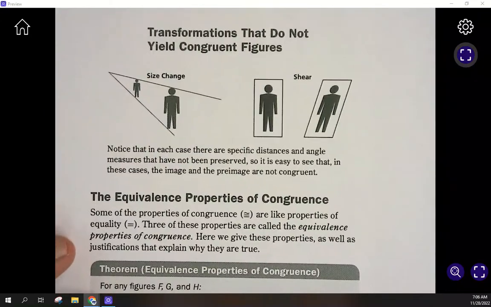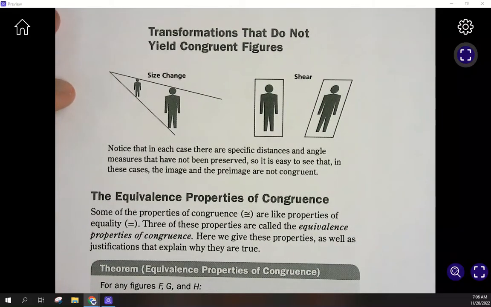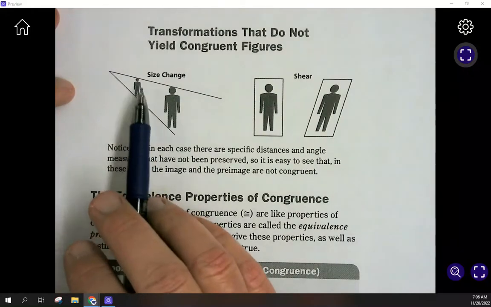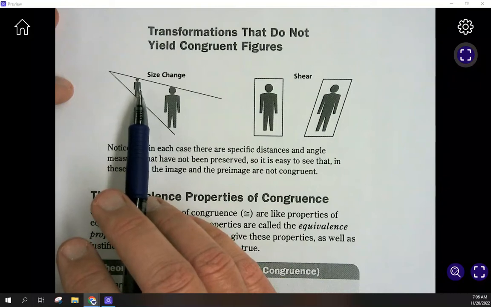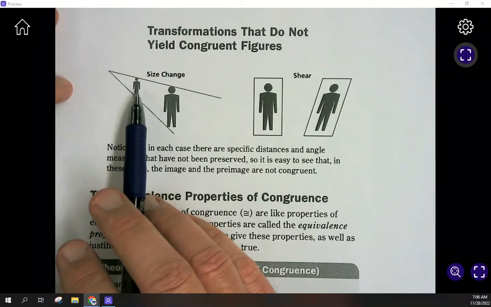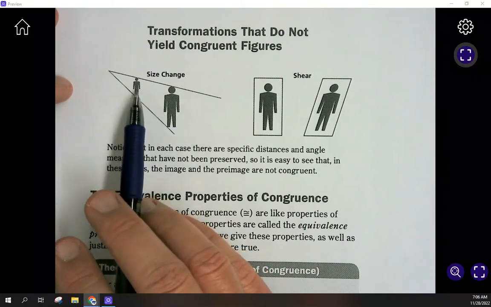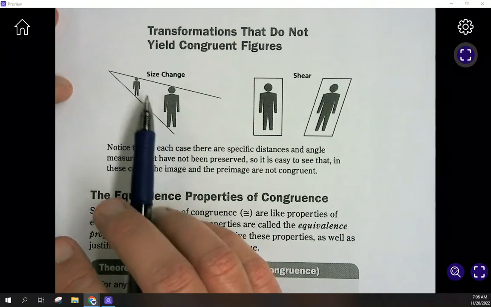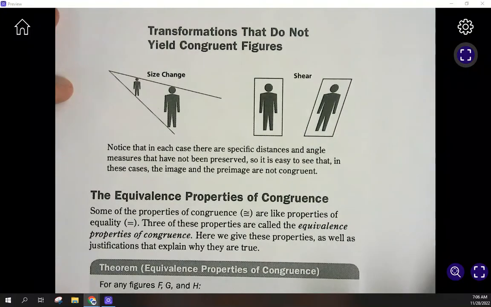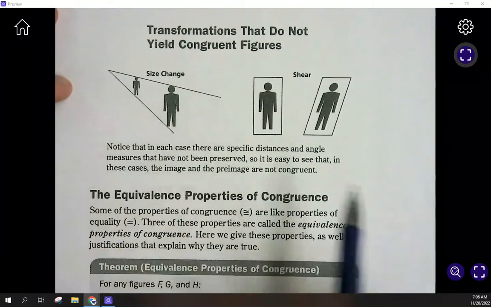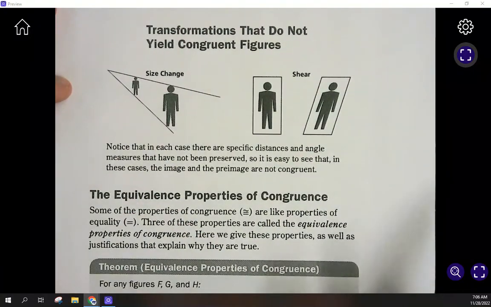So we haven't studied these too much, just a little bit, but some transformations that do not yield congruent figures would be any type of size change. So we looked at those where we multiply on a graph all the points by a certain size factor. So that is not going to be a congruent shape when you change the size. That's basically what congruence is: the same size. So any change in size is not going to yield congruency.